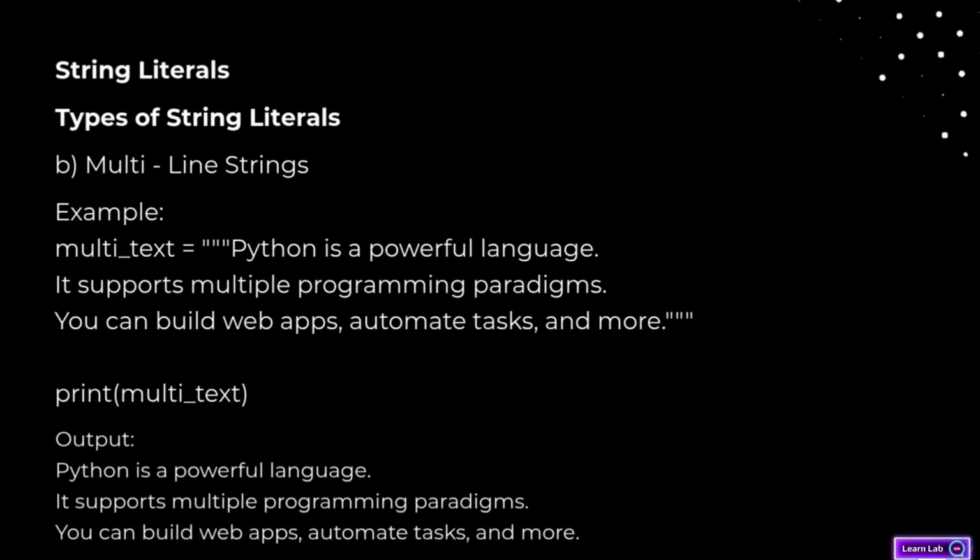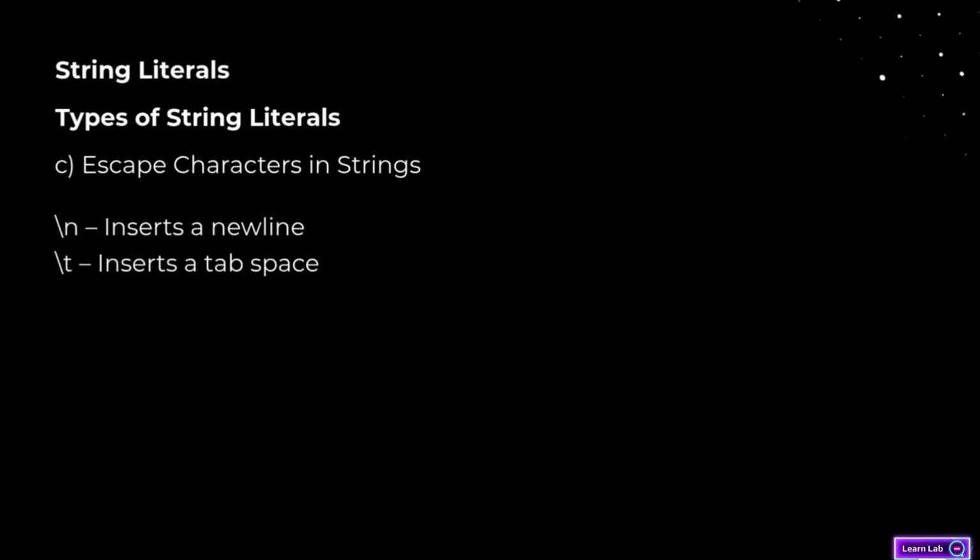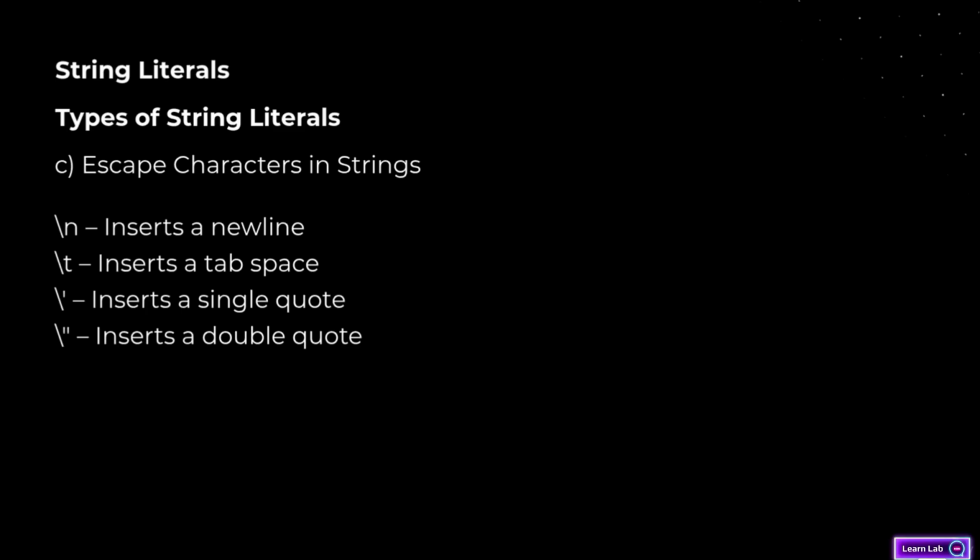The third one is escape characters in strings. Python provides escape characters that let you include special formatting or characters within a string that cannot be typed directly. The backslash n inserts a new line. Backslash t inserts a tab space. Backslash single quote inserts a single quote. Backslash double quote inserts a double quote. Double backslash inserts a backslash. Here we have initialized a multi-line string literal and printed its value.